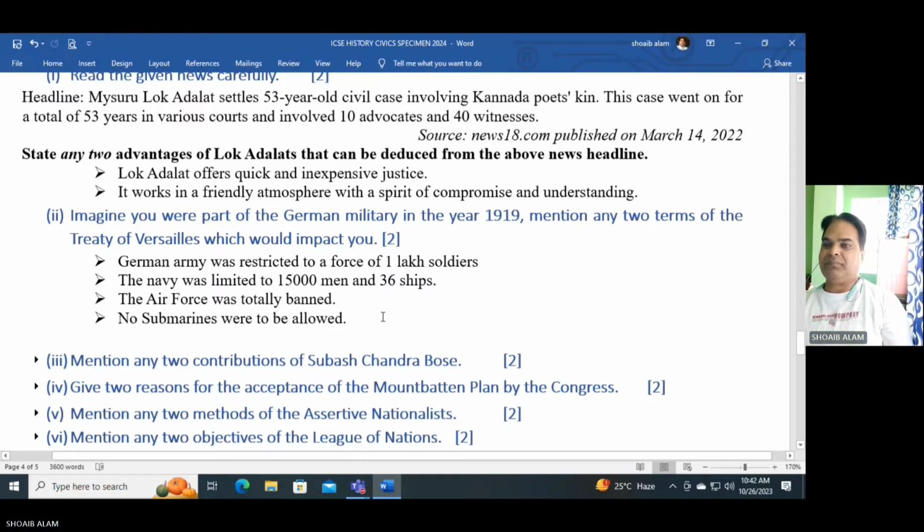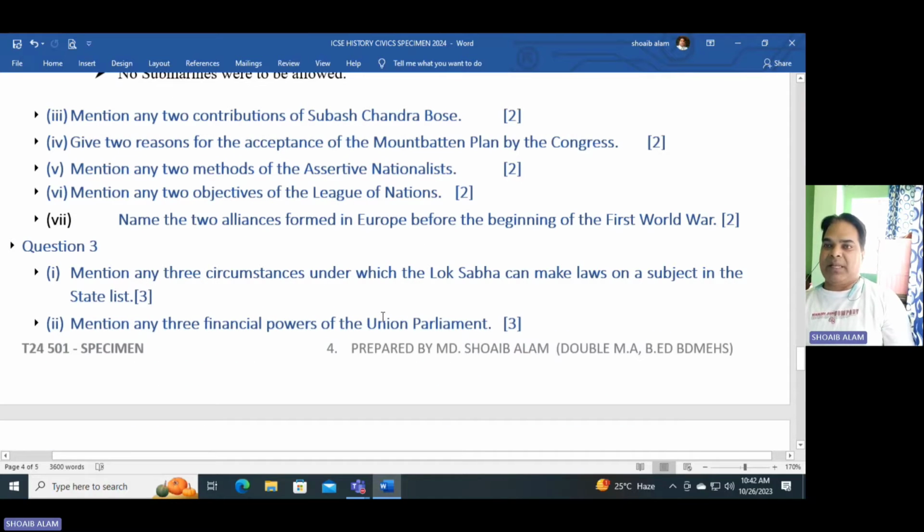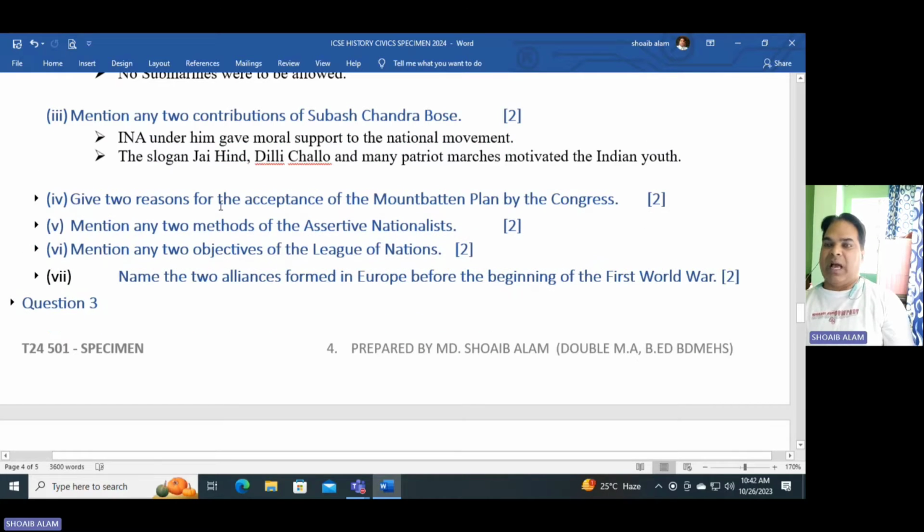Okay, the next one. Mention any two contributions of Subhash Chandra Bose. The INA under him gave moral support to the national movement. The slogans Jai Hind and Delhi Chalo, and many patriotic marches motivated the Indian youth. Many more are there, but these two are enough.